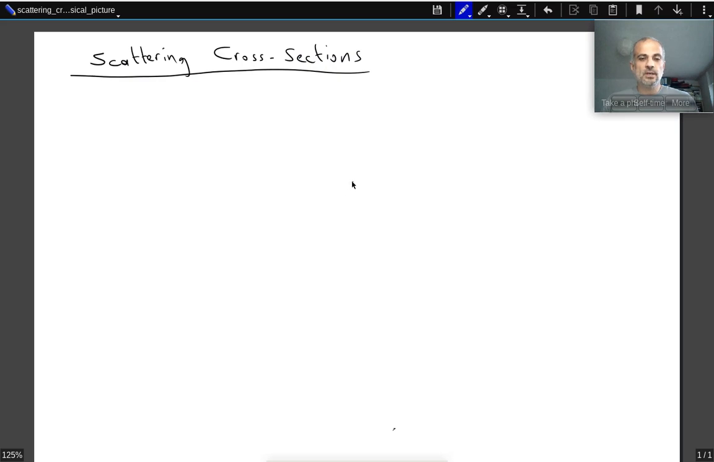Let's imagine that we have an object. This is our target. And we send some particles towards our target. This is the probe or the beam. Let's take the z-axis to be the direction of the velocity of our beam, of our probe. And this distance is called the impact parameter.